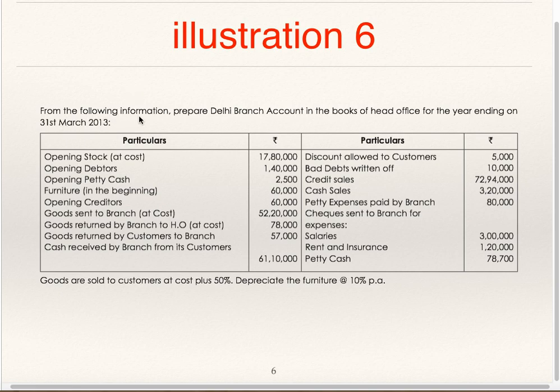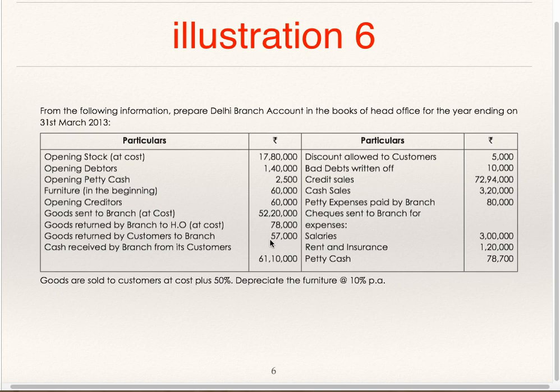Illustration 6. From the following information, prepare the Delhi branch account in the books of head office for the year ending on 31st March 13. Opening stock at cost, opening debtors, opening petty cash, and furniture in the beginning are to be debited to branch account as to balance brought down. Opening creditors are to be credited to branch account as by balance brought down. Goods sent to branch at cost are to be debited to branch account. Goods returned by branch to head office at cost are to be credited to branch account.